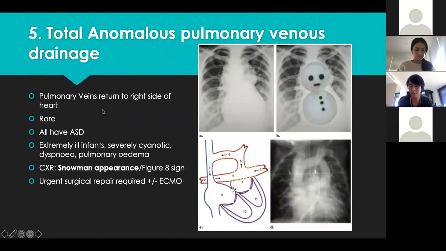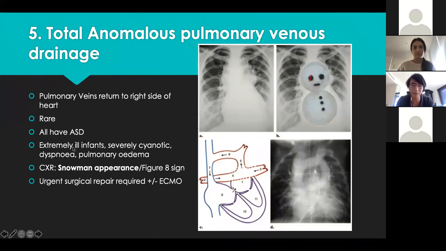Again, total anomalous pulmonary venous drainage is very low yield, but it is there for completeness. It's very rare. And what happens is your pulmonary veins, instead of going back to your left atrium, go through this aberrant vertical vein that then connects to eventually your superior vena cava and back into your right side of your heart. So you're not really getting your oxygenated blood into your left side of your heart unless you've got some kind of septal defect. So in this case, most of them will have an ASD.